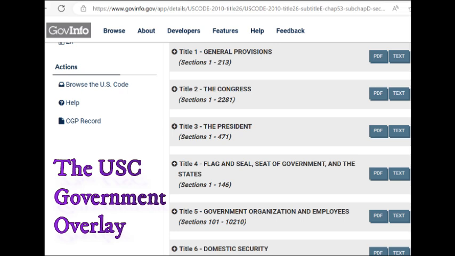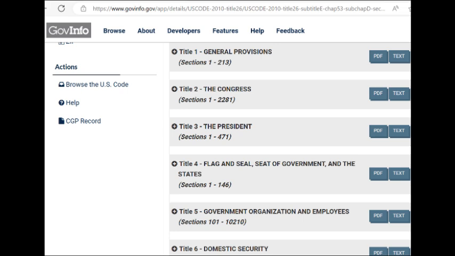Title II has the Congress, and naturally Article I in the Constitution has their Congress, or the Constitutional Congress. And then Title III has the President. Interestingly enough, there is no Title IV that talks about the judiciary. Instead, we have Title IV, Flag and Seal, Seat of Government, and the states. So the flag that we have right now, the so-called Stars and Stripes, is the flag of the U.S. Code government. Now, it's probably modeled somewhat off of the Constitutional Republic government, because this U.S. Code government is like a chameleon attempting to make itself appear as the constitutional government or republic. Seat of government, of course, is going to be Washington, D.C., the capital of the U.S. Code government. And then the states.